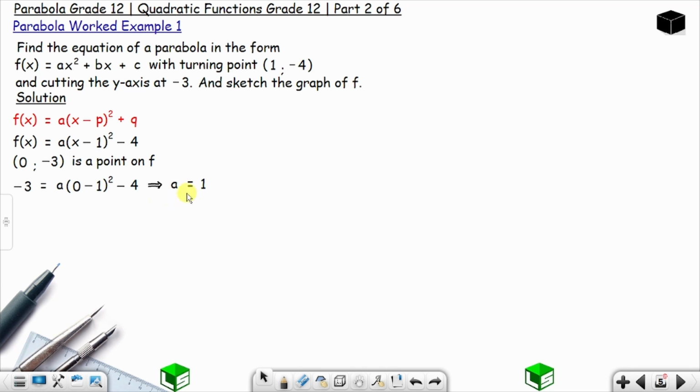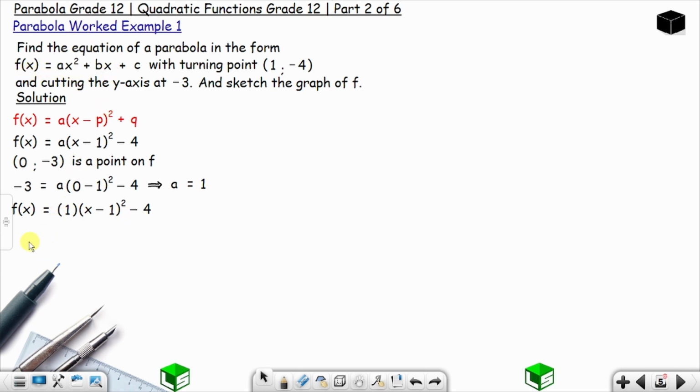Now you have the value of a, you can plug in there and then try to get the equation of the parabola in this form. So you have f(x) is equal to a, your a is 1, right? You have (x minus 1), you close your bracket, square, minus 4. Okay, now you have everything here. You can now expand the bracket to get the equation of a parabola in this form.